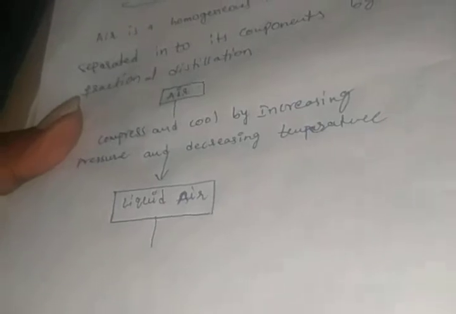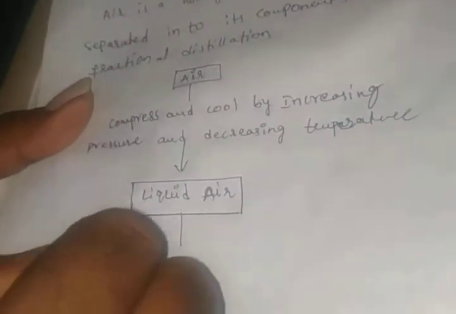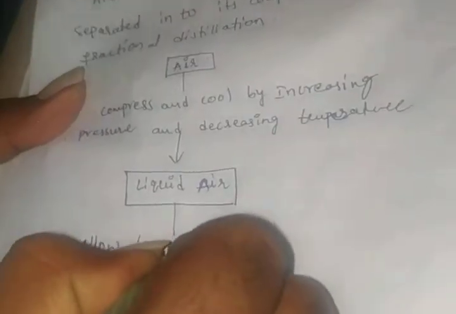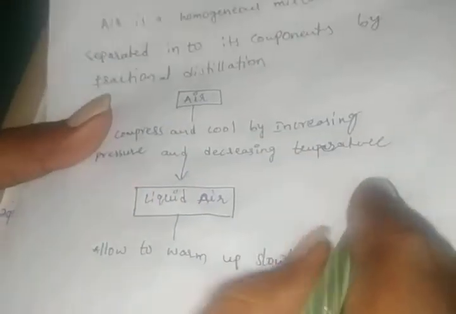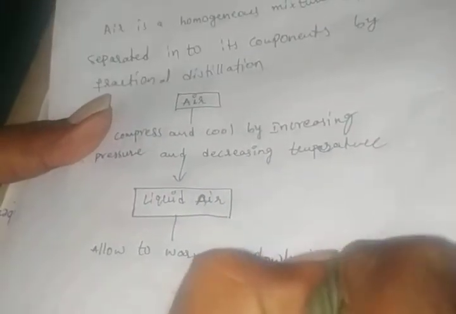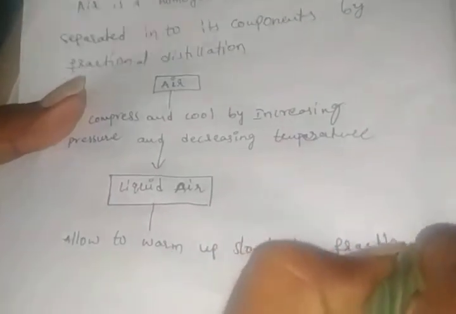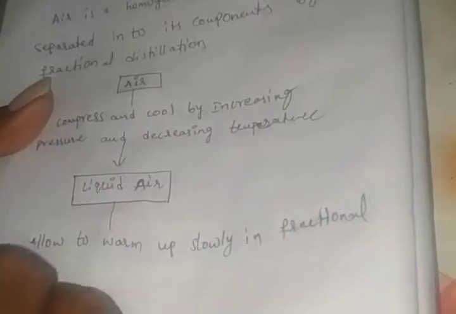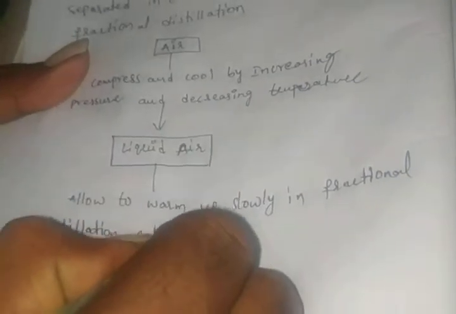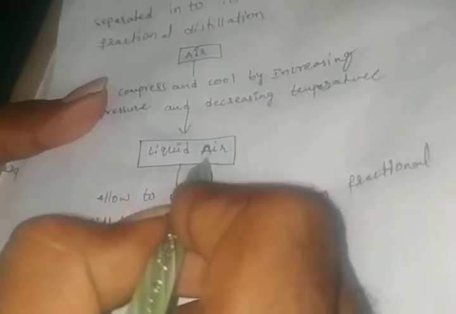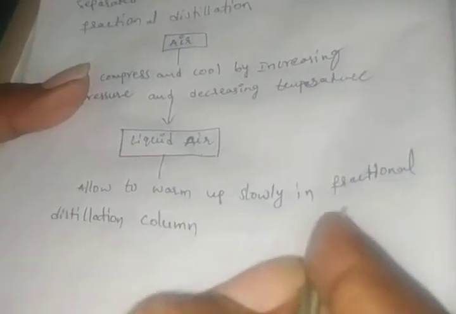Allow it to warm up slowly in the fractional distillation column. Then this liquid air we allow to warm up slowly in the fractional distillation column.